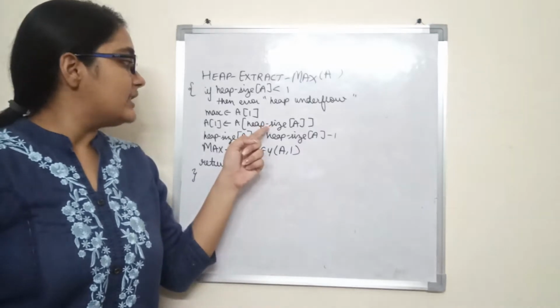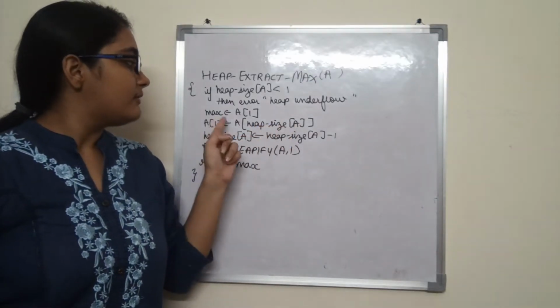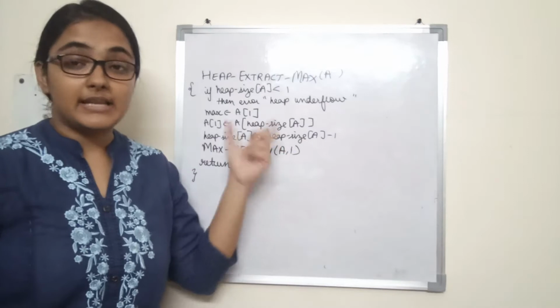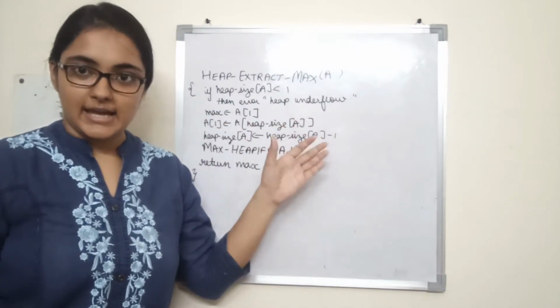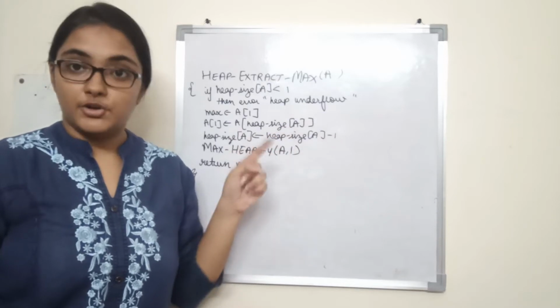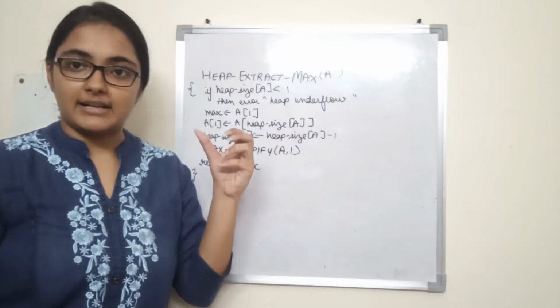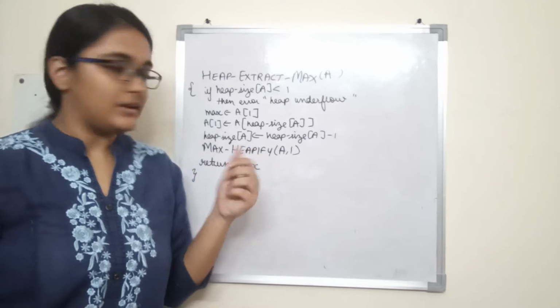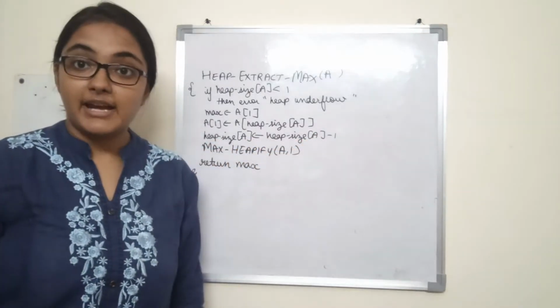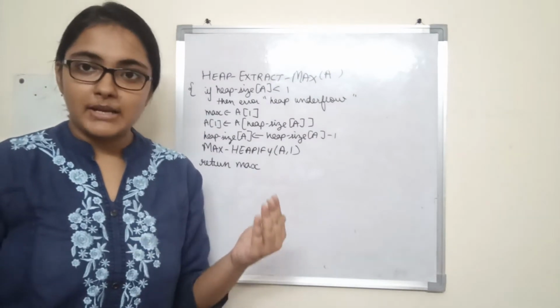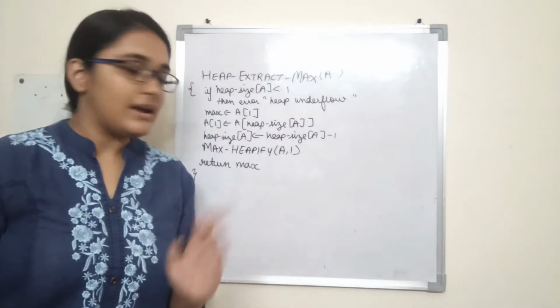How? By replacing it with the heap size element of A, that is the last element of A. All right, the last element present in the array, we are trying to place it at the root. Why? Because we want to extract it, that is remove the maximum element, right? Now heap size of A is equal to heap size of A minus 1. Why? Because we are removing the maximum element, so the heap size has now decremented by 1.